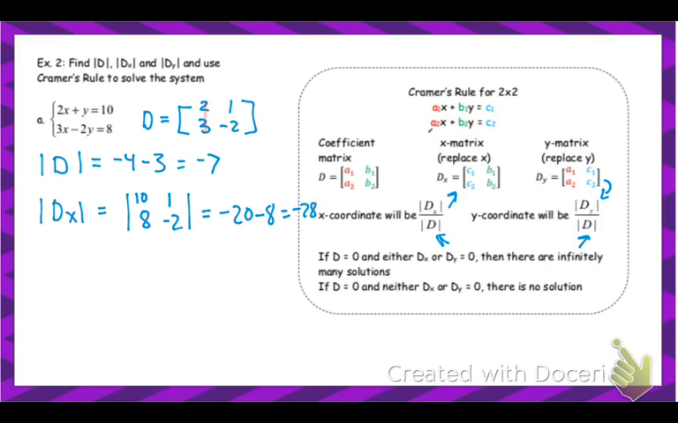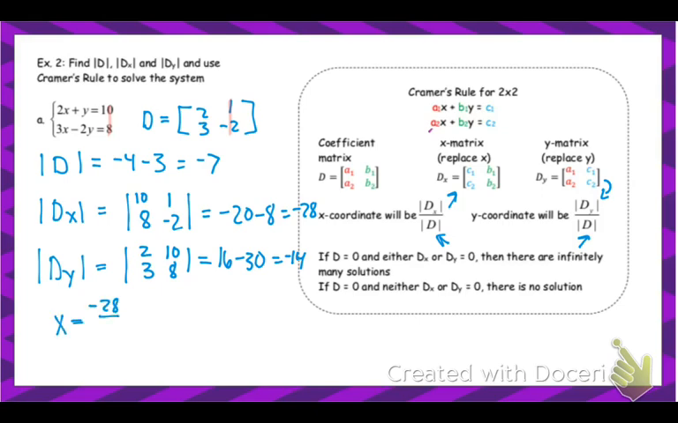And then the last one, I'm going to do the determinant of the y matrix. So again, I take that original coefficient matrix, but this time I'm going to replace the y column with those constants. So this matrix is going to be 2, 3, 10, 8. So 16 minus 30 is negative 14. So once I find those values, the x coordinate is going to be negative 28 divided by negative 7. The y coordinate is negative 14 divided by negative 7, which is just 2.